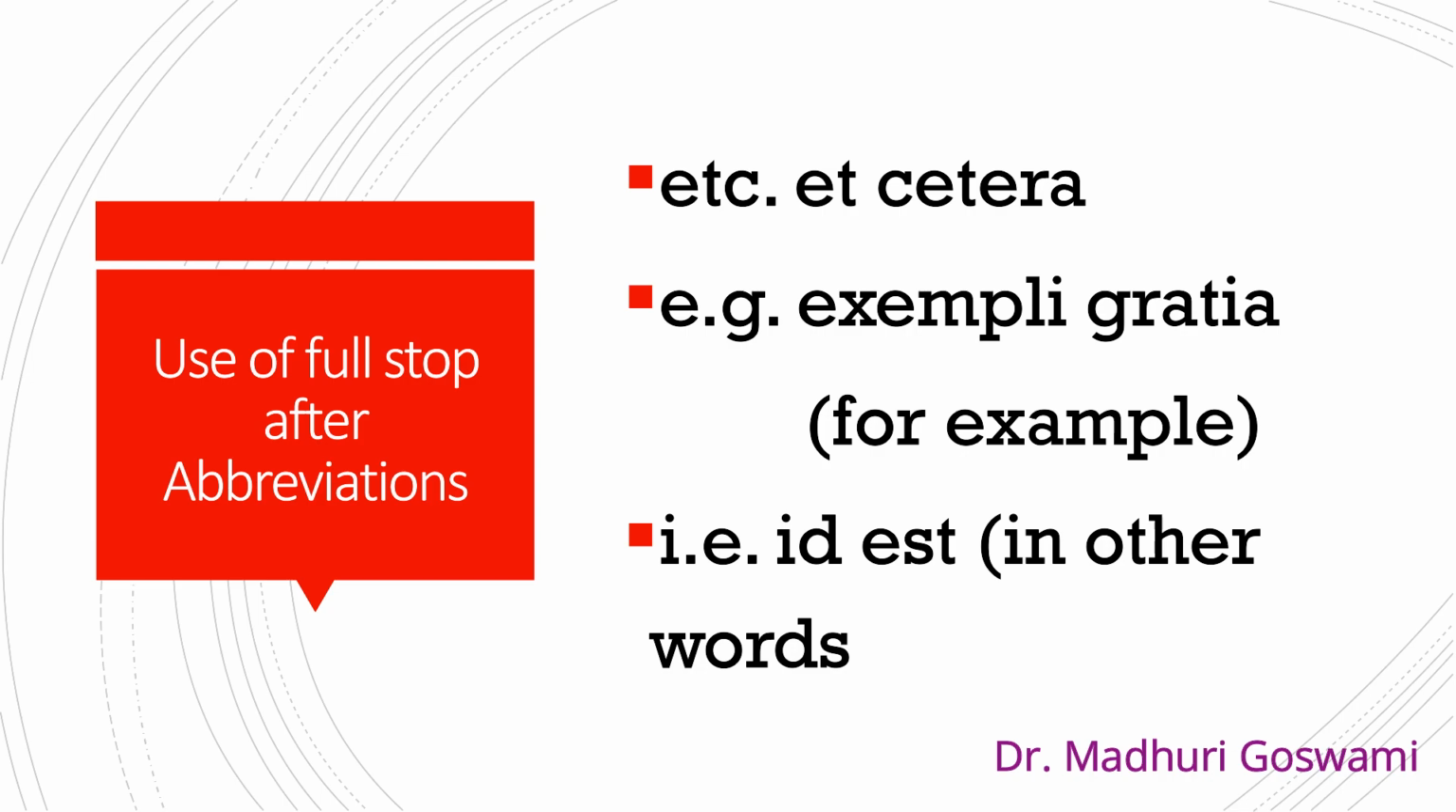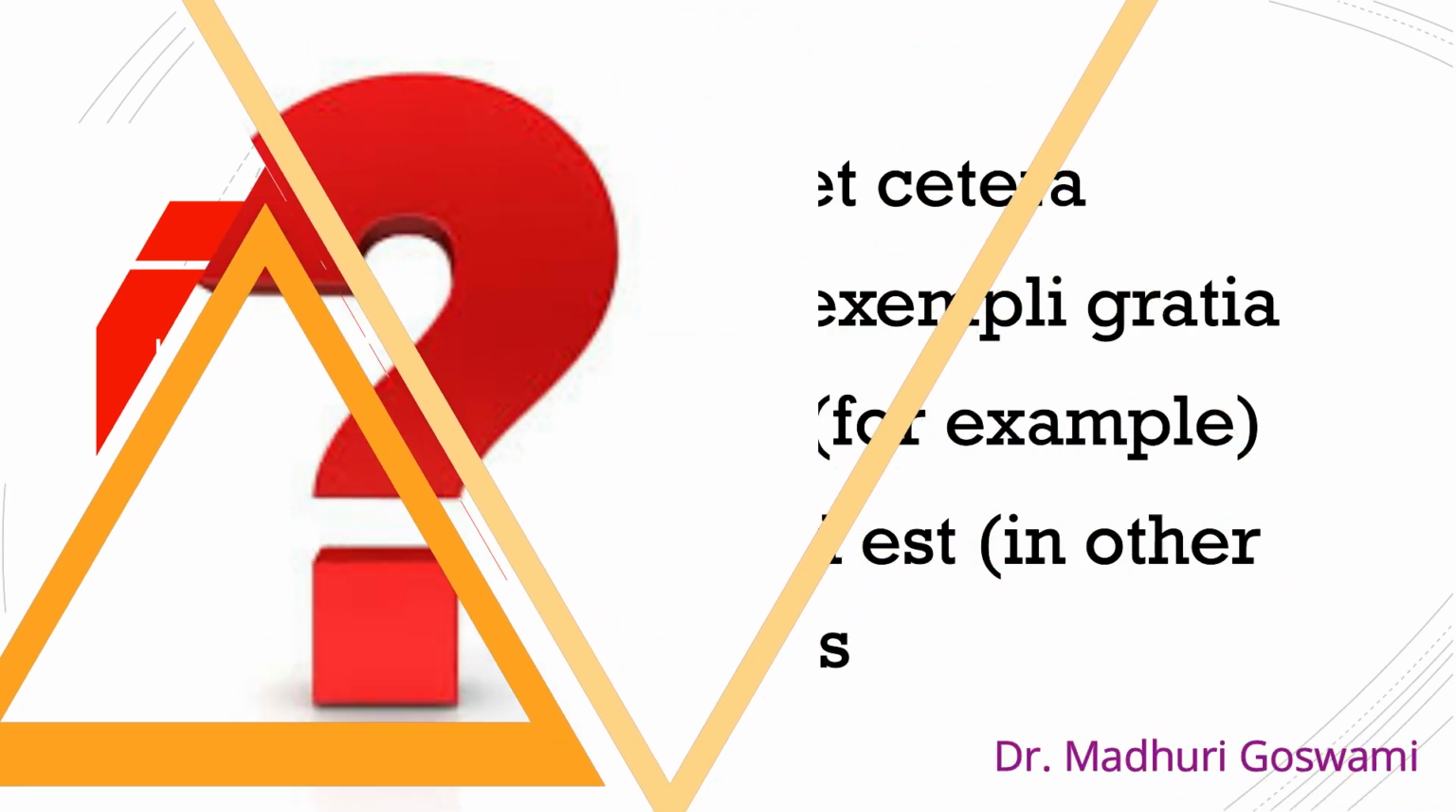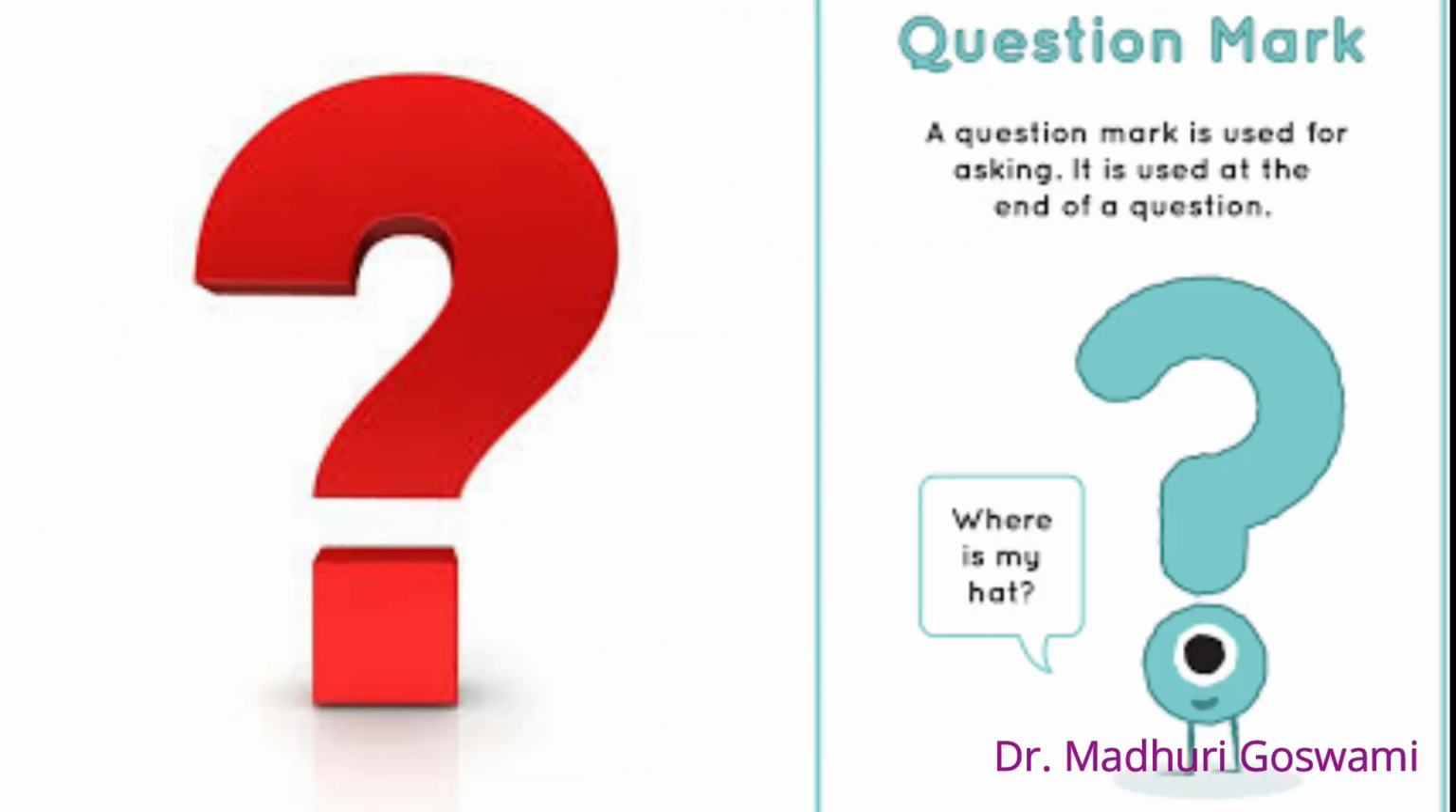Dear students, all these abbreviations are most commonly used in English writing. That's why I gave you these abbreviations for example. Now let's proceed further and take up the next terminal punctuation symbol, that's the question mark. It's also known as the interrogation mark.